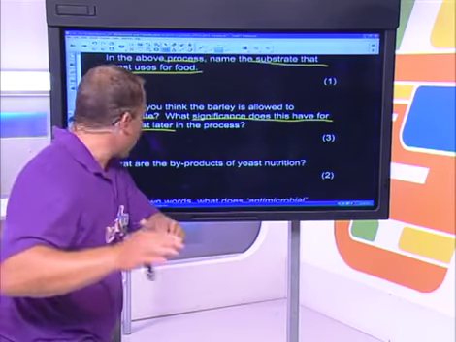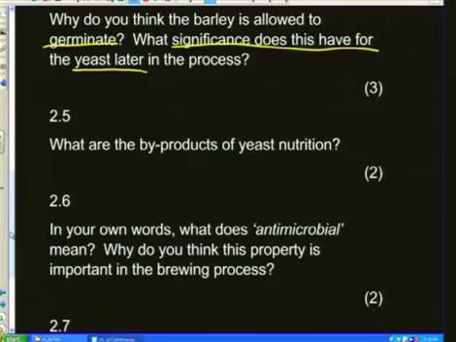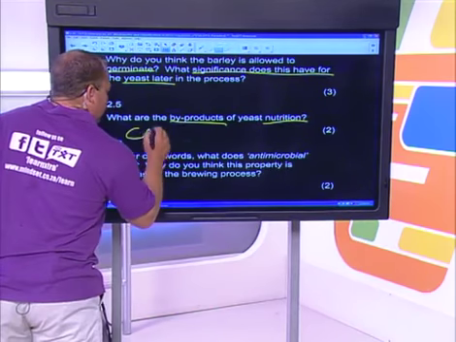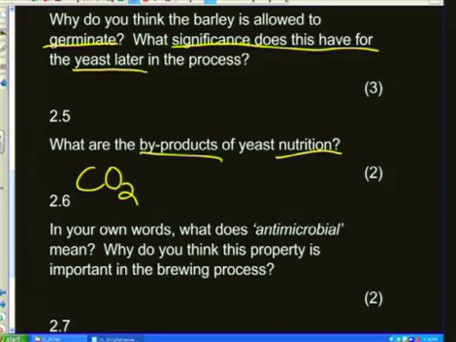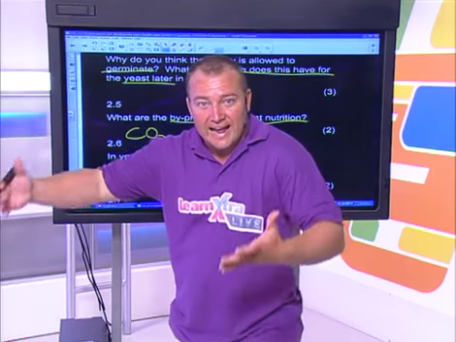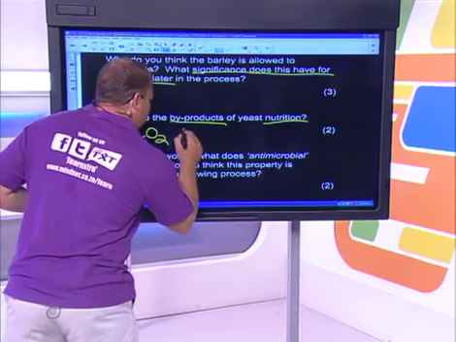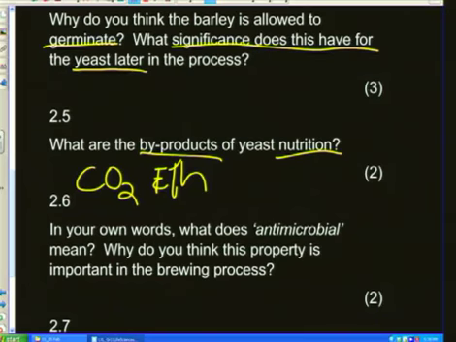That's the nice way. Then you get, what are the byproducts of yeast nutrition? Just told you. If it goes through anaerobic respiration, it's going to give off carbon dioxide. So we know it's CO2, right? And if we go through anaerobic respiration, we make lactic acid. When the plants go through it, it makes ethanol. Remember, ethanol. It's cool. It's an alcohol, right? That's what makes it alcoholic. It's the ethanol in it.